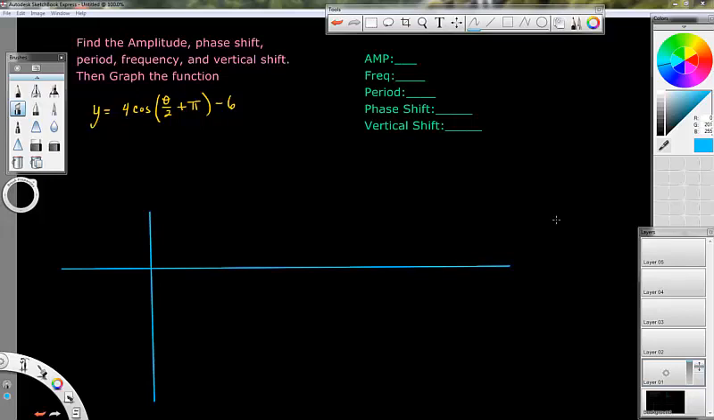Hello. Here we are. We're graphing probably the most complicated thing we've done to date. So here we go. I have this set up. We're going to find the amplitude, the phase shift, the period, the frequency, and the vertical shift, and we're going to put all these answers in the blanks here. I have it all pre-set up, and then we're going to try to graph this thing. Here we go, and try to get it done in less than 5 minutes.